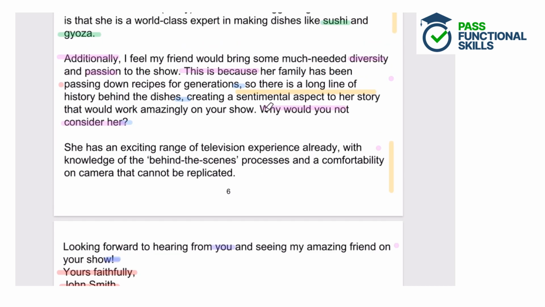We also have this rhetorical question here, "Why would you not consider her?" To try and convince the reader that she should be considered for the show. So whenever you are presented with a question, think about whether you're trying to persuade someone or inform someone and use appropriate techniques to do that.